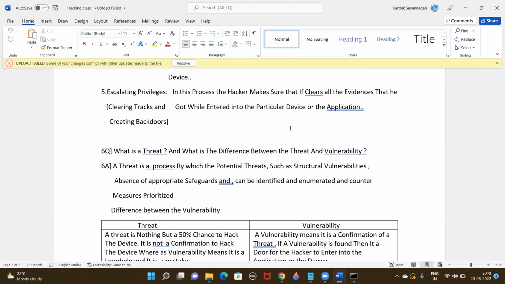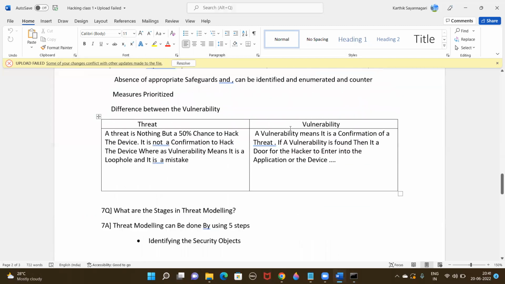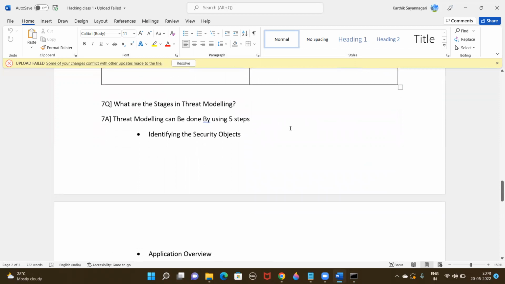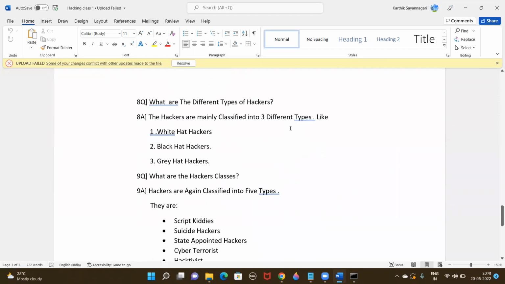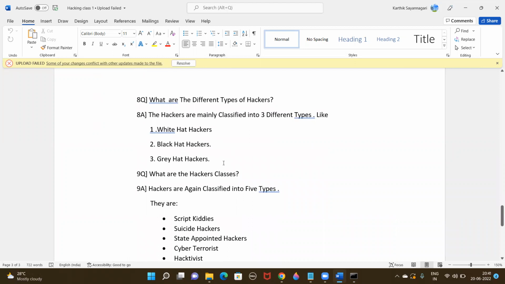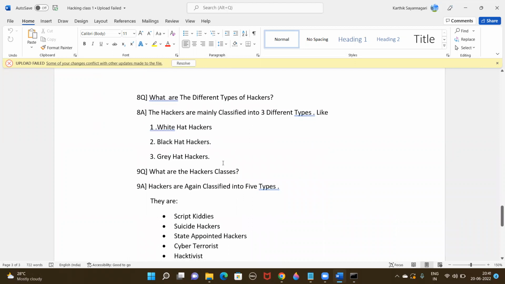Okay. Next, what are the types of hackers? The main classification is that we have 3 types of hackers. One is white hat hackers, another is black hat hackers, and another is gray hat hackers. See, white hat hackers are the good guys. They don't use their skills for illegal purposes. These people can also work as computer security experts and help to protect the data from black hat attackers. These are just like heroes.